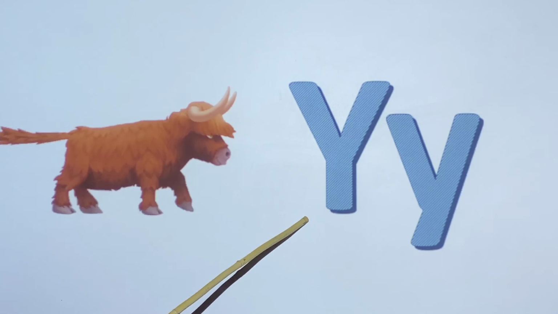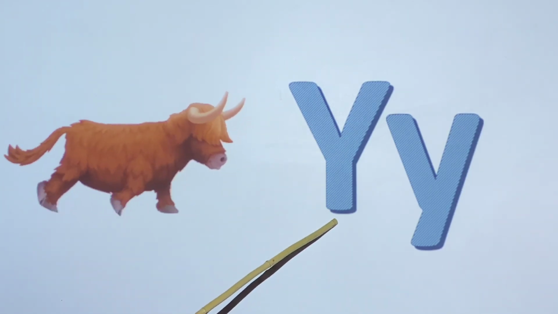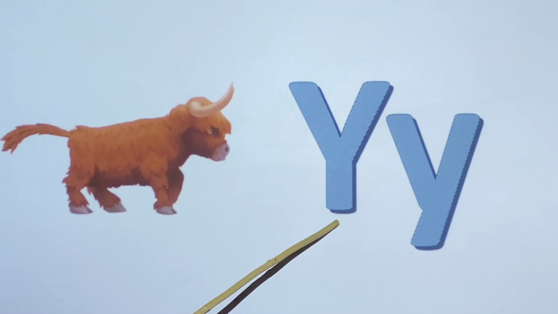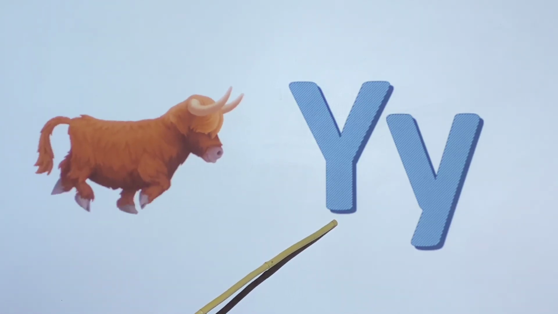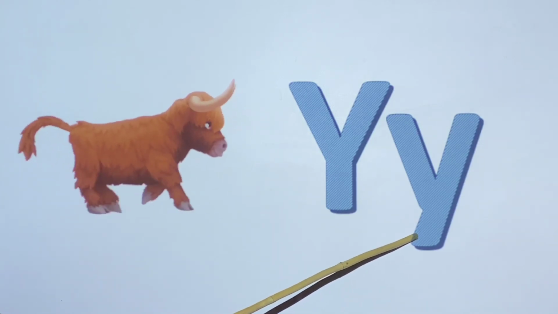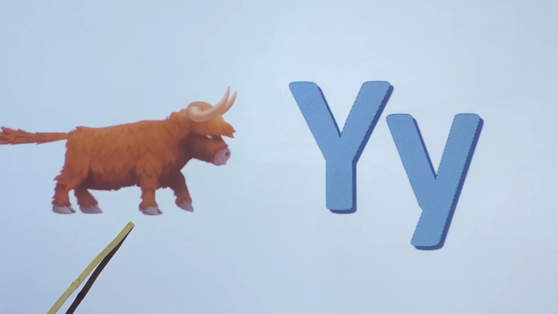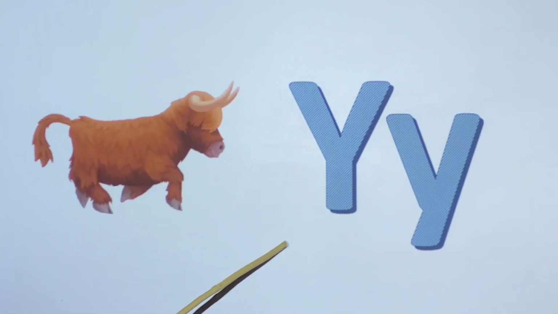And the next one, X after Y. What is that? That is capital Y. What is this one? And the next one is small y. Y for yak.